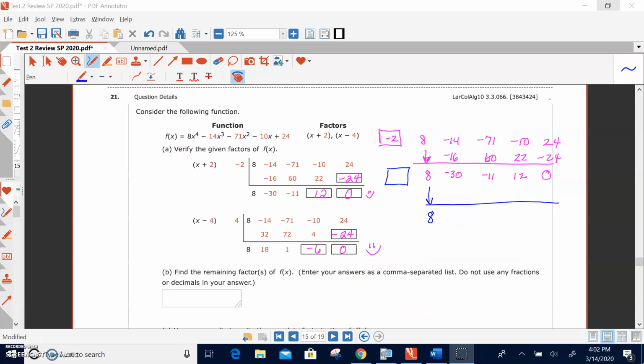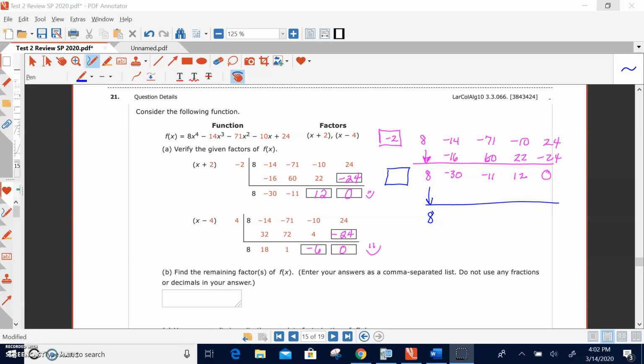So let's check out problem 21. We're given a function, it's a 4th degree function, and they're giving me 2 factors. And what do we know about factors? Factors bring about zeros. So if I have a factor of x plus 2, I know the 0 is x equal -2. A factor of x minus 4, I know the 0 is x equal to 4. So they want us to verify that those 2 are factors. So we're just going to do synthetic division, and the goal is to see if we get a remainder of 0.